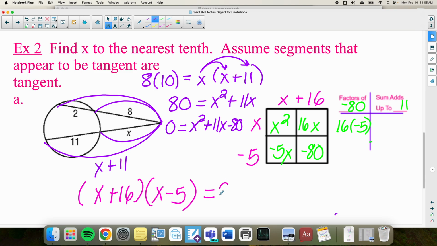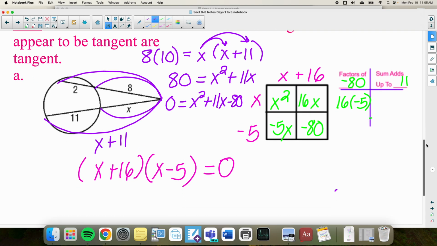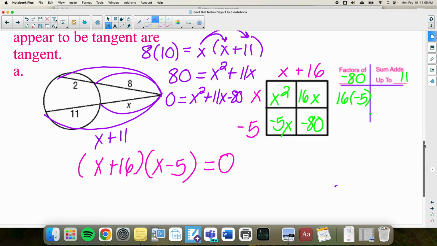And then I set that equal to 0. Now, when we learned factoring back in chapter 7, we talked about the fact that a shortcut way to get from the factored form to your answers is that you can take the opposite of positive 16, so that would be negative 16, and you can take the opposite of negative 5, and that would be a positive 5.